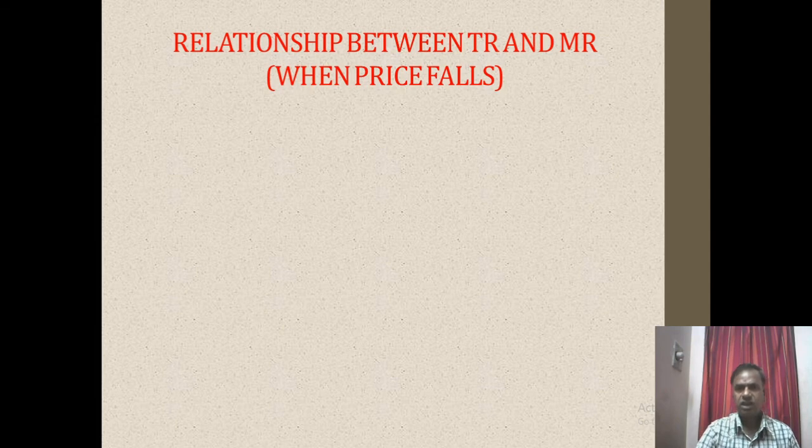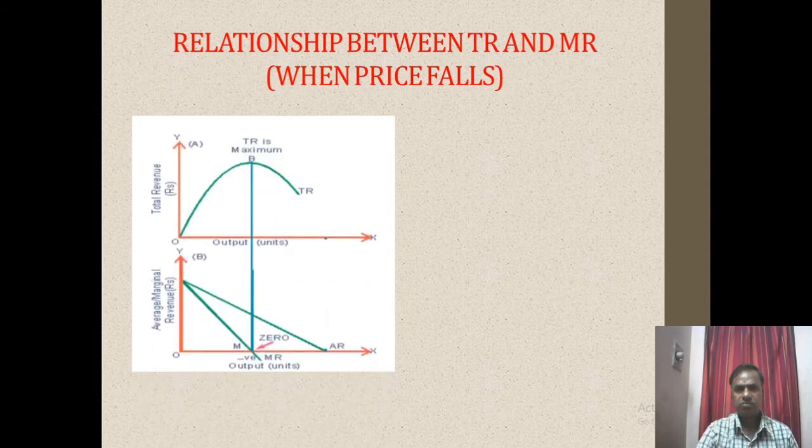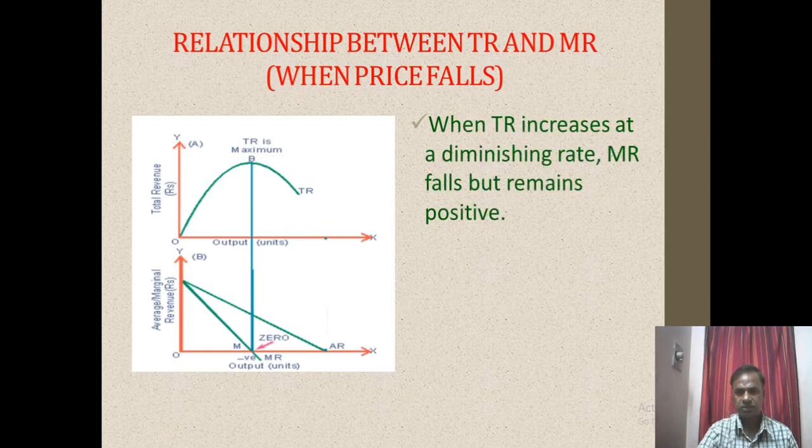We will see the relationship between TR and MR when the price falls. This is TR, and afterwards this is MR. The TR here increases at a decreasing rate. Then here TR will be maximum. Then TR falls. There are 3 phases here.